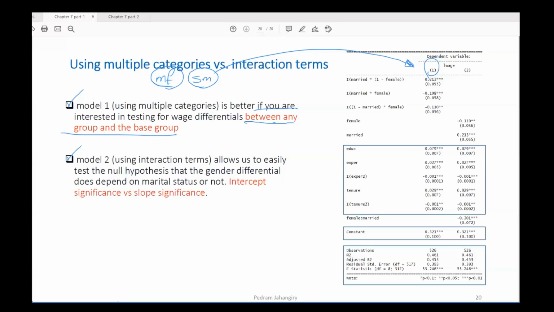However, if you want to answer a question like, does gender matter at all? Does marriage matter at all? If you want to answer questions about intercept shift or slope shift, intercept significance, slope significance, then obviously you have to use the interaction terms, right? So model number two allows us to easily test the null hypothesis of whether the general gender differential depends on marital status or not.